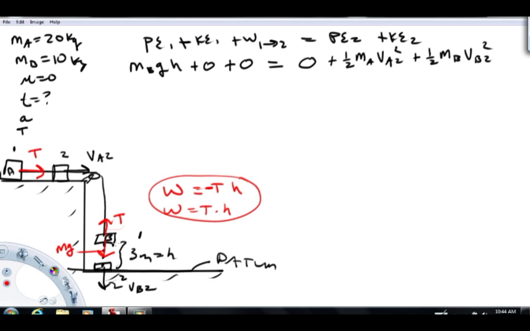If I wrote a work energy theorem for mass B only, I would definitely need to include the work done by the tension. Or if I write a work energy theorem equation for mass A only, I would have to include a work term for the tension. But considering them at the same time, that force is an internal force and doesn't need to be considered.